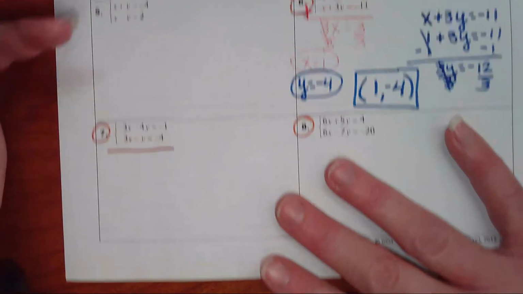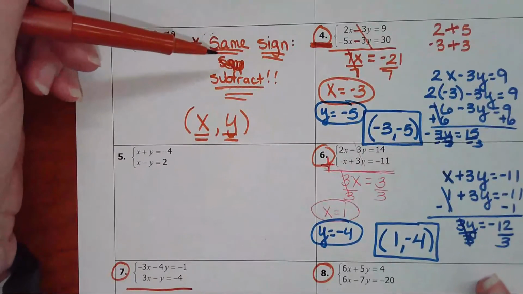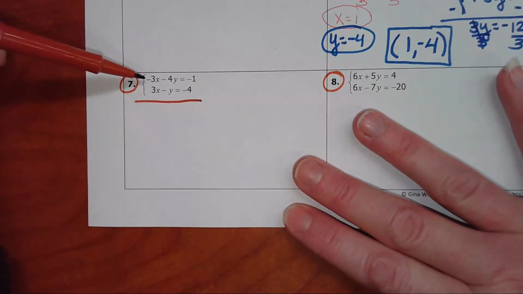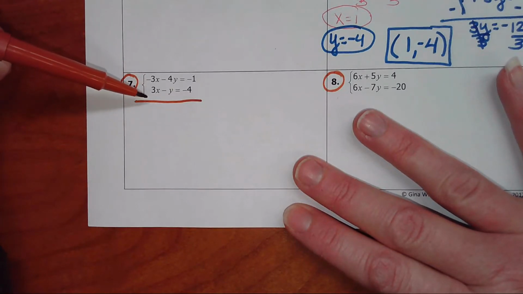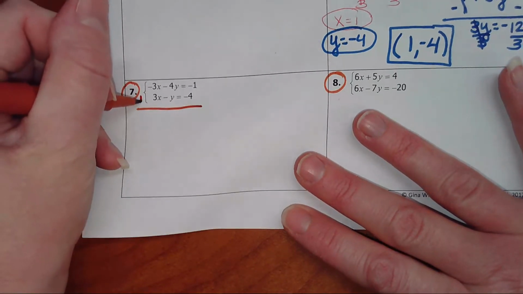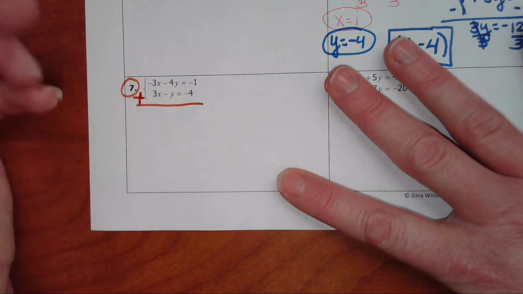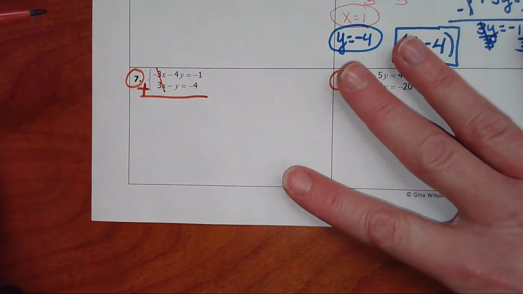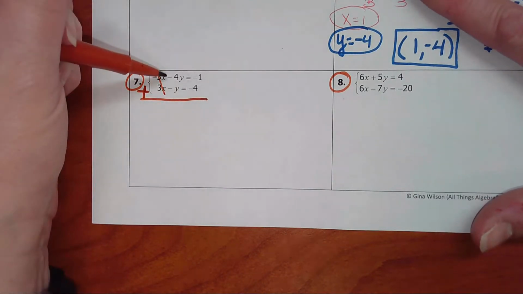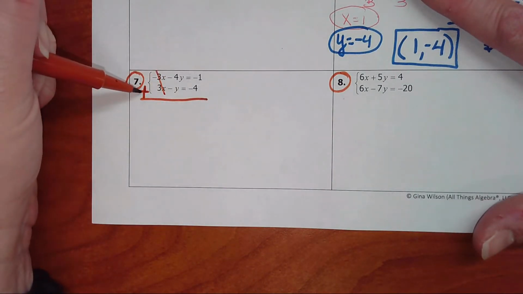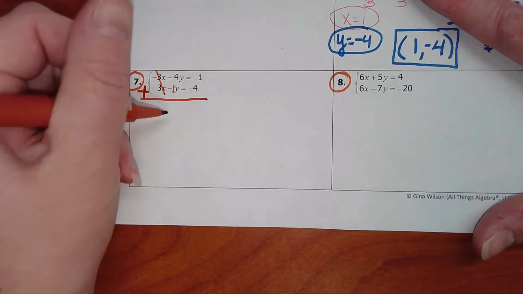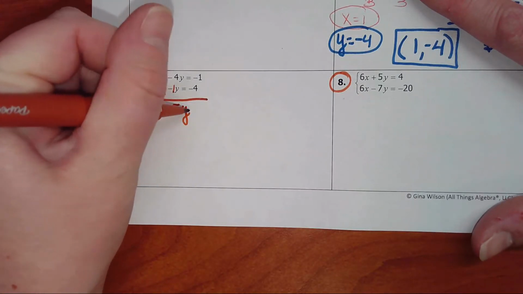Now, the main thing to remember, if they have the same sign, then I'm going to subtract. This is a negative, this is a positive. They are not the same sign, so I know that I'm going to add. -3 plus 3 is 0, so they eliminate. That's the whole reason we're doing this. -4 plus -1 is a -5y.